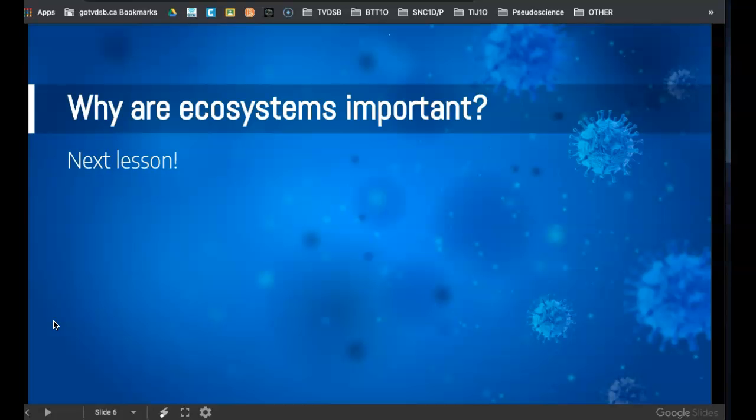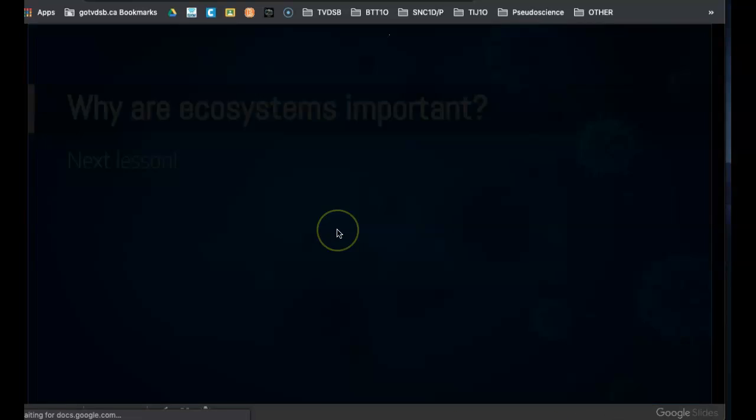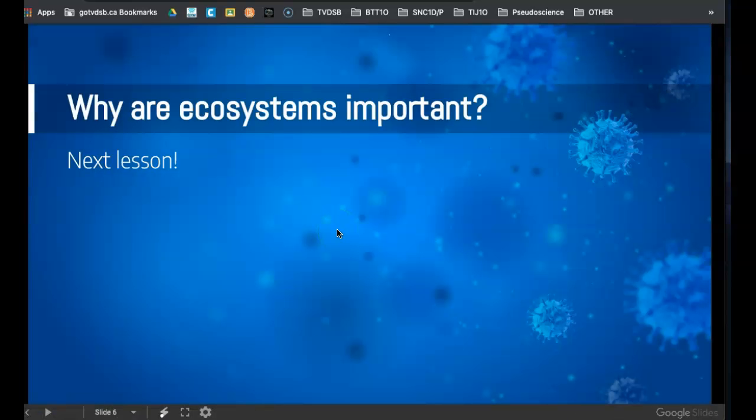The next question is going to be, why are these important? Why do we care about those? And here's a hint. We are going to be looking back at what we saw in the first lesson and talking about biodiversity. But for now, that's it for this lesson.